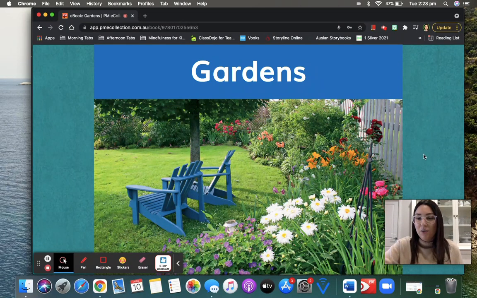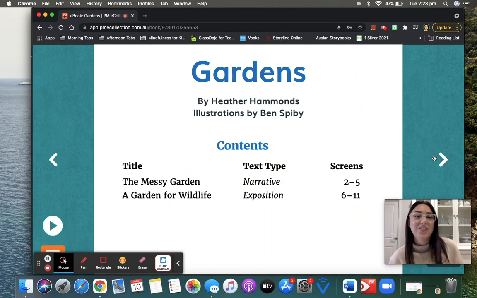Let's start reading. Our story is called Gardens, and it was written by Heather Hammonds and actually illustrated, that's the person that did the pictures, by Ben Spivey. Now this page looks a bit different to when I usually read a story. This page is the first page. It is, but there's no story starting yet.